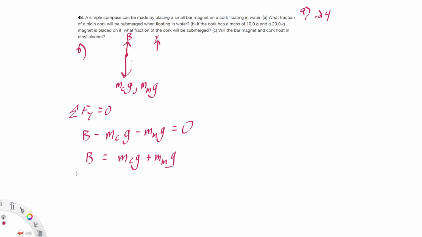And we can play the same game, right? So rho water V water times g equals density of cork, volume of cork times g, plus mass of the magnet. The g's can cancel out of everything. Now we can't do exactly like we did on the last problem, where we just solved for V_W over V_C, because we have another constant term hanging around. But what we are told is that the mass of the cork is 10 grams. So we can just solve directly for how much volume that must be.